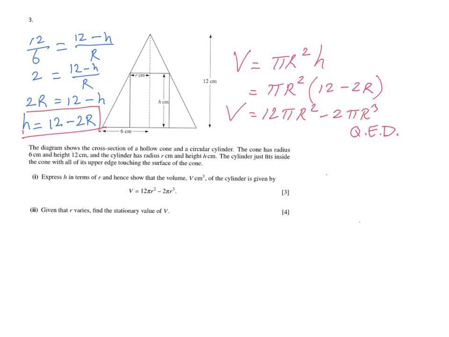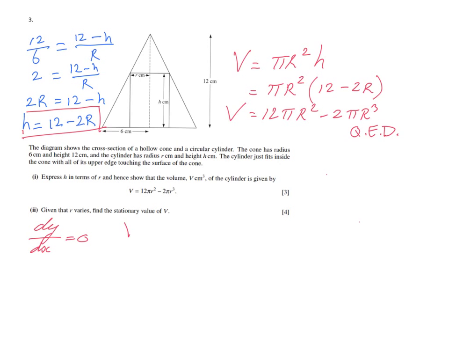Given that r varies, so the length of that radius can change, find the stationary value of V. Now, a stationary value, if you start by writing that the stationary value is where the derivative dy/dx equals 0, you get your first point if you just write that down. Stationary value is where the gradient is 0, dy/dx is 0. Fantastic.